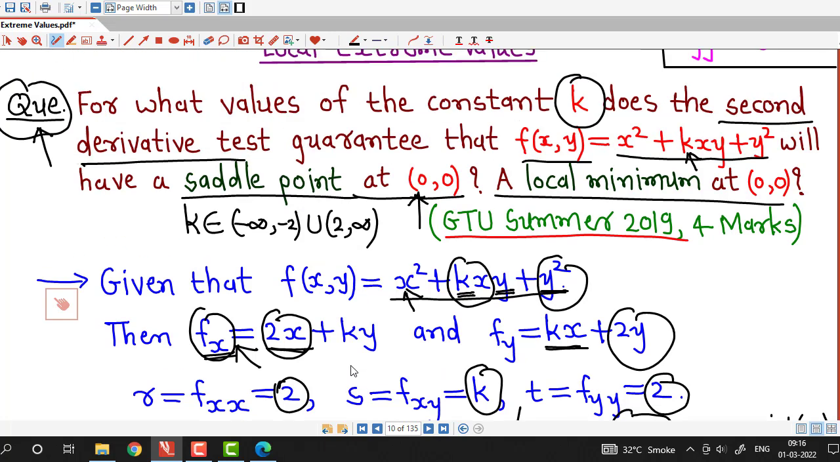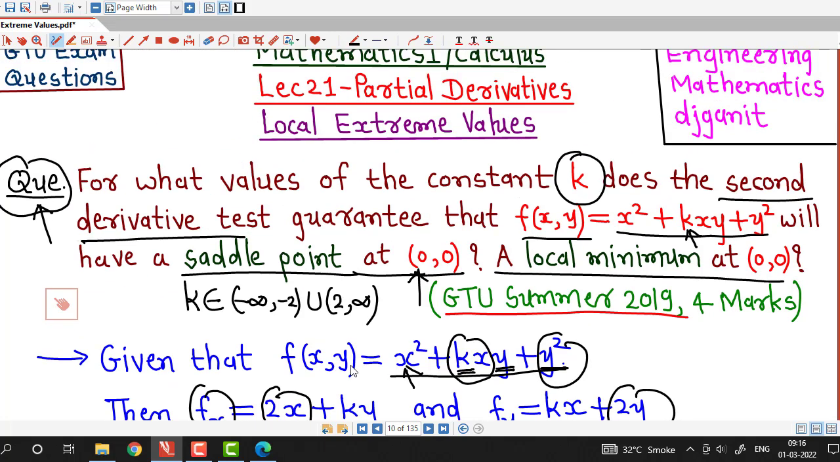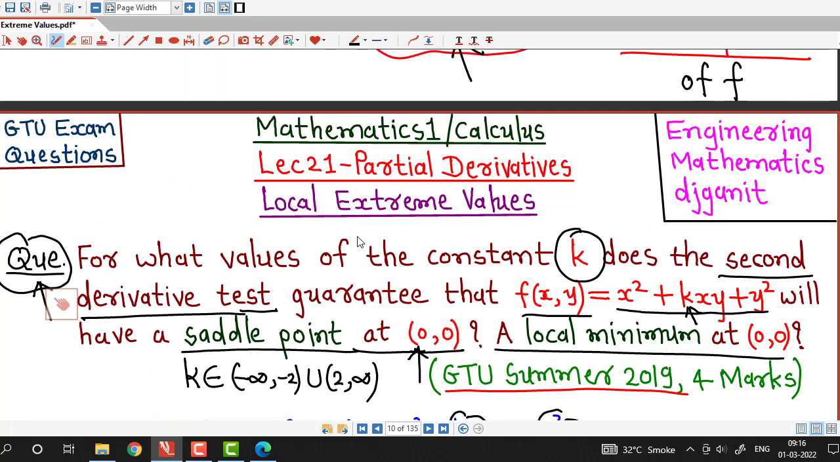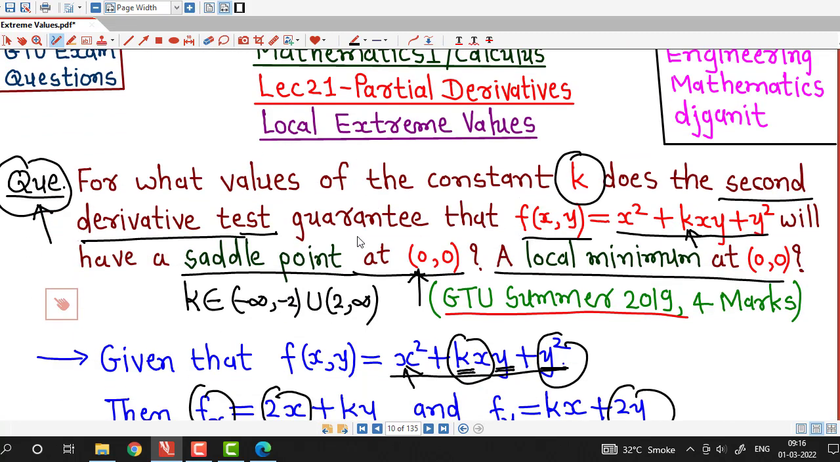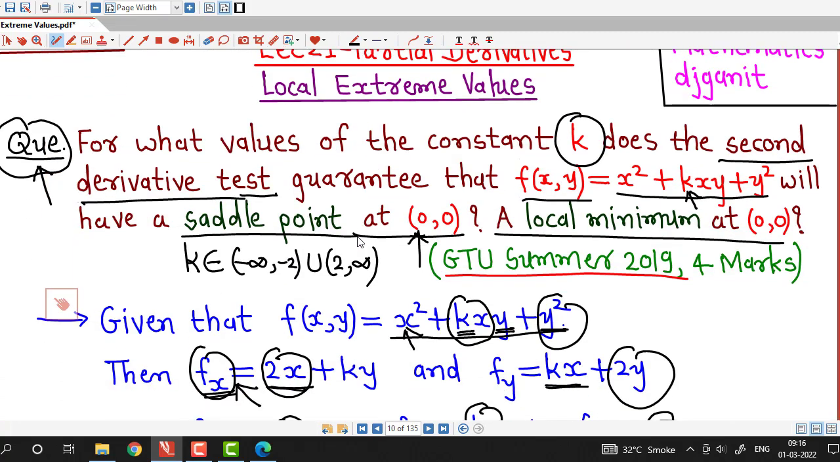So this is a nice question related to the second derivative test. You must be familiar with the conditions of the second derivative test. Using those conditions for maxima and minima, you can answer this type of questions. So this is all about this session.